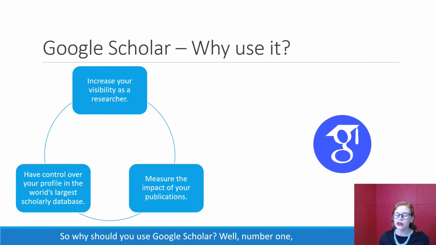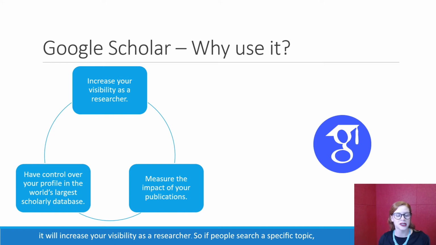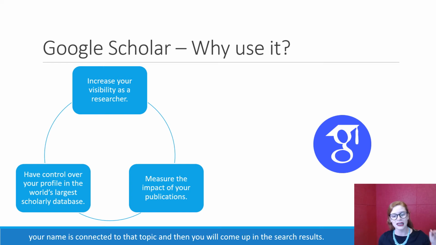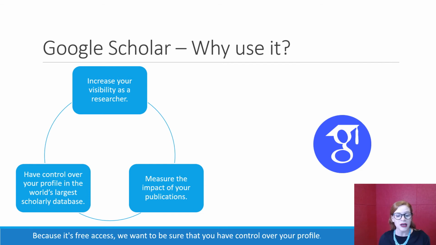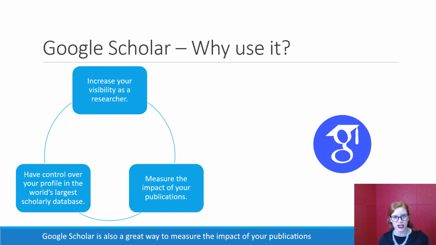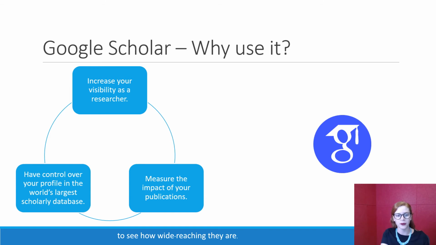So why should you use Google Scholar? Well, number one, it will increase your visibility as a researcher. So if people search a specific topic, your name is connected to that topic, and then you will come up in the search results. Because it's free access, we want to be sure that you have control over your profile. It is a large database and it is open. In this way, you can have control over your information. Google Scholar is also a great way to measure the impact of your publications to see how wide-reaching they are.